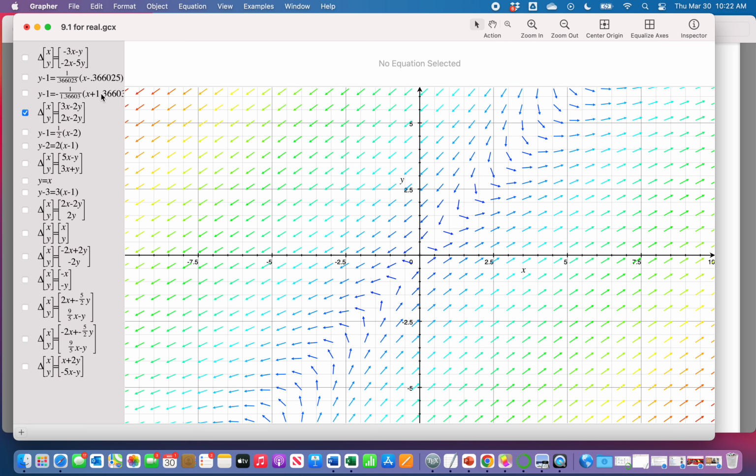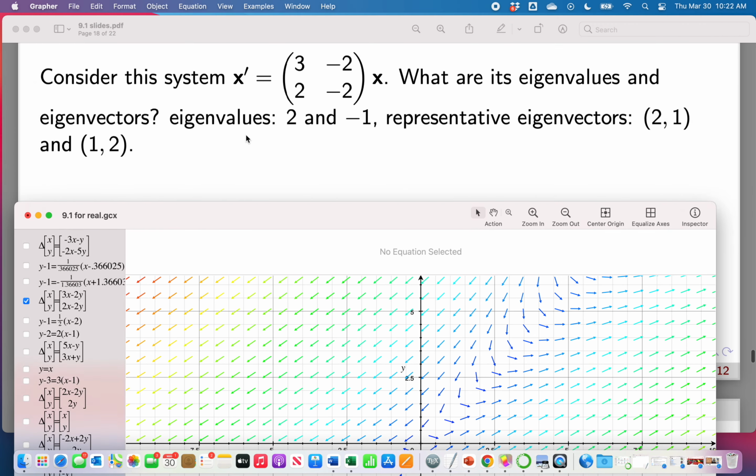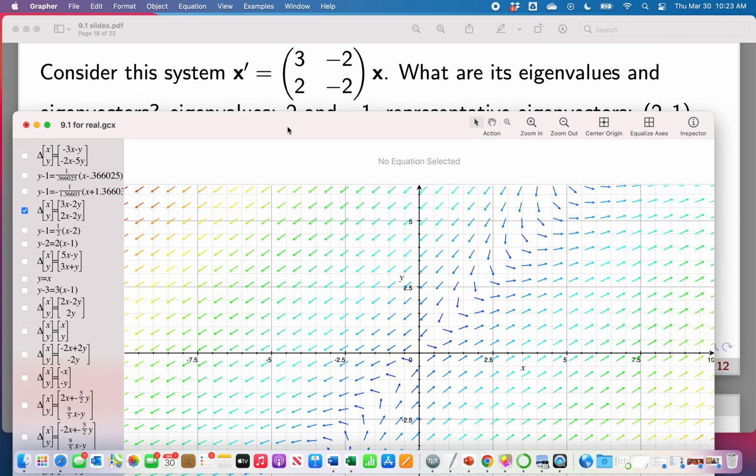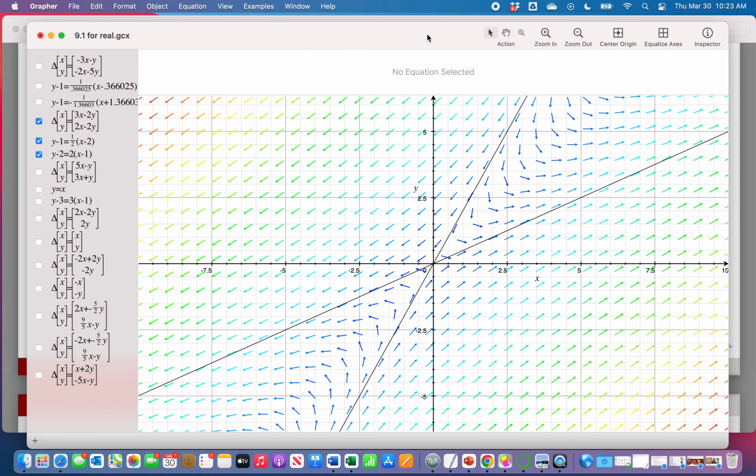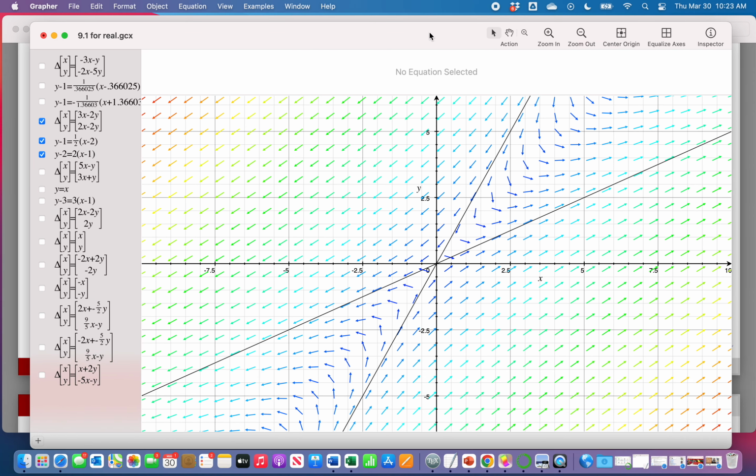And now let me show you the eigenvector lines. So eigenvectors are 2, 1, and 1, 2. So 2, 1 is like over here, and 1, 2. So the vectors are pretty close to each other. So there you go. But notice the eigenvector lines carve the plane up into sort of 4 parts.